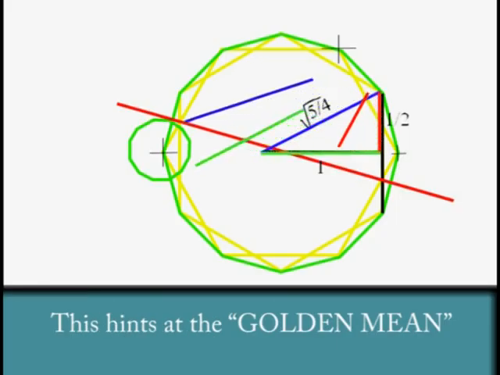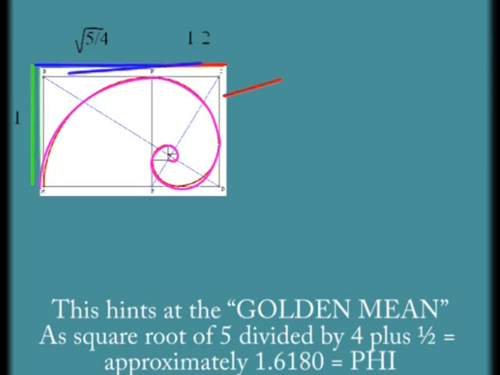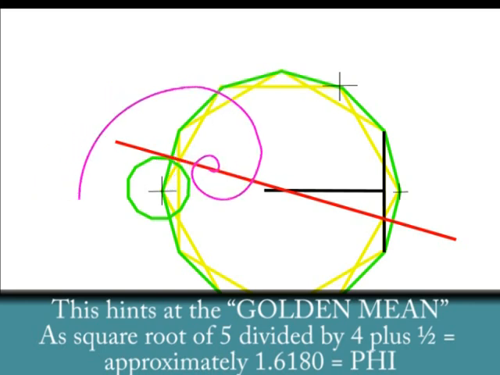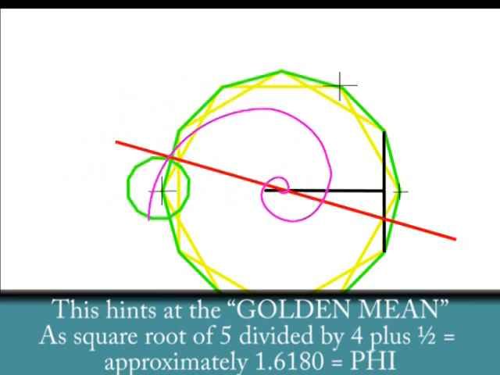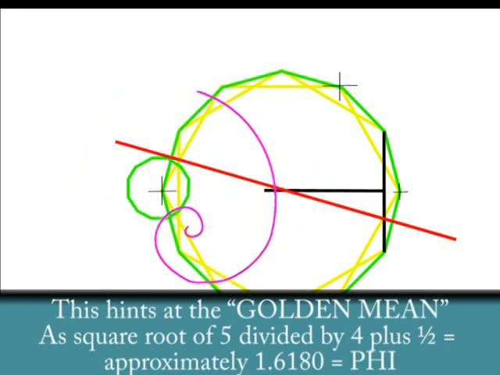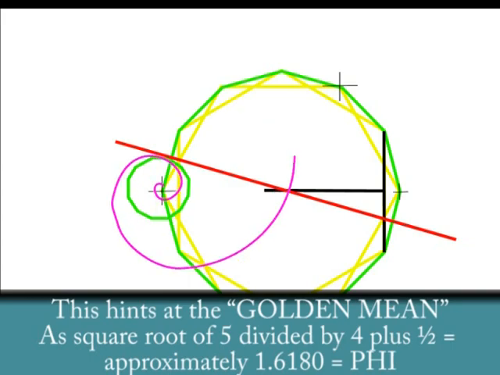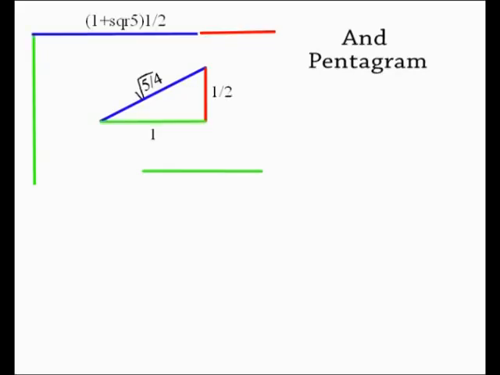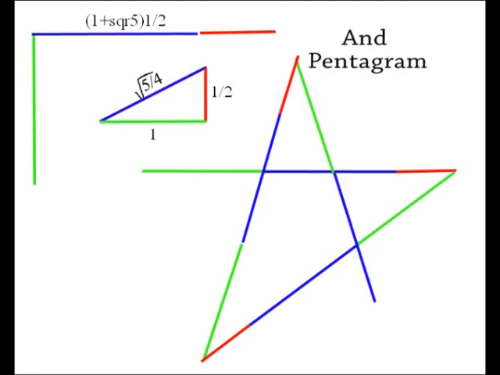This hints at the golden mean, as the square root of 5 divided by 4 plus a half equals approximately 1.6180. And it also hints of the pentagram.